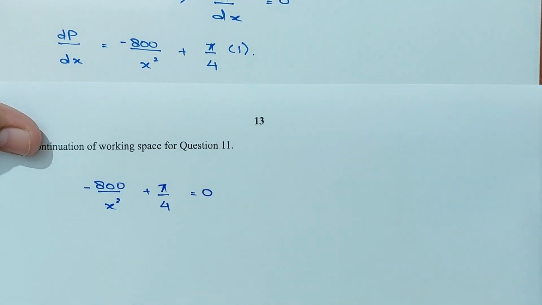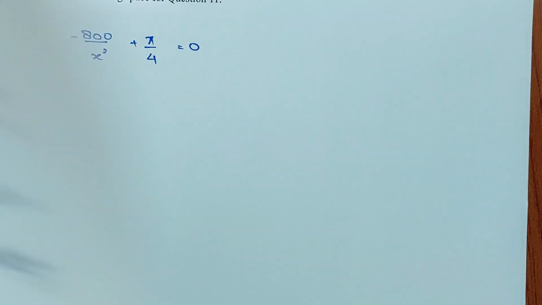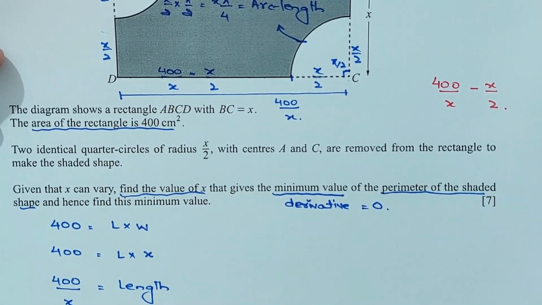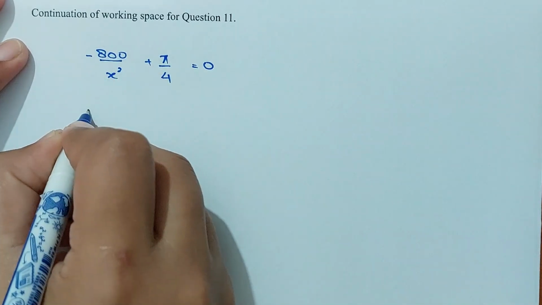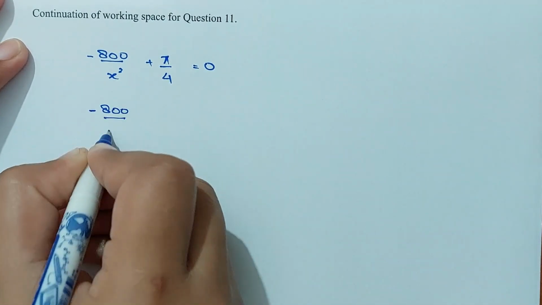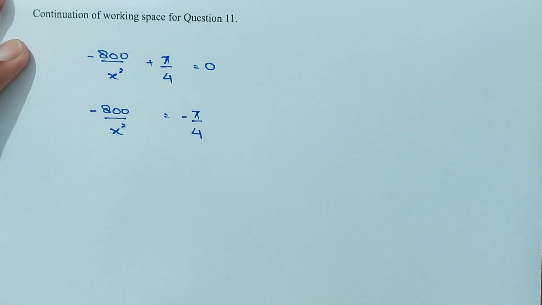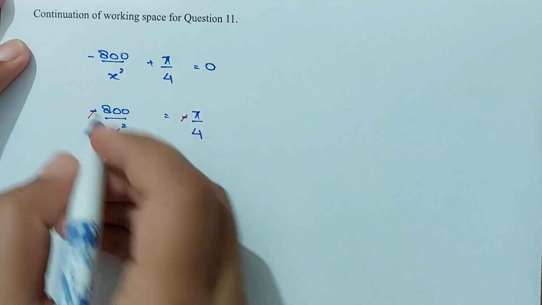Let me solve for x. Because it says that given that x can vary, find the value of x that gives the minimum value of the parameter of the shaded shape. We have to find the value of x. Okay, so minus 800 over x square, this is equals to negative pi by 4. So negative is cancelled with negative. Let's do the cross multiplication.